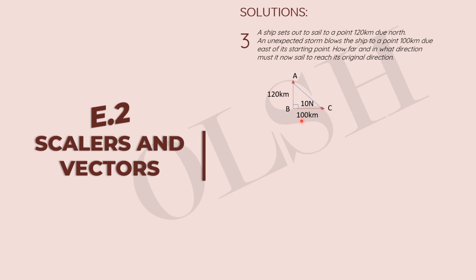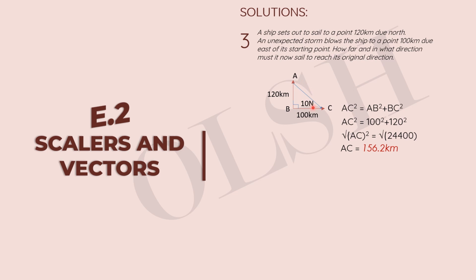We can find AB by using the Pythagoras theorem. AB squared equals AC squared plus BC squared. So we have 100 squared plus 120 squared, and we find the root of that, which gives us 156.2 kilometers. So we see this guy has to move 156 kilometers from C to get back to where he wanted to be.